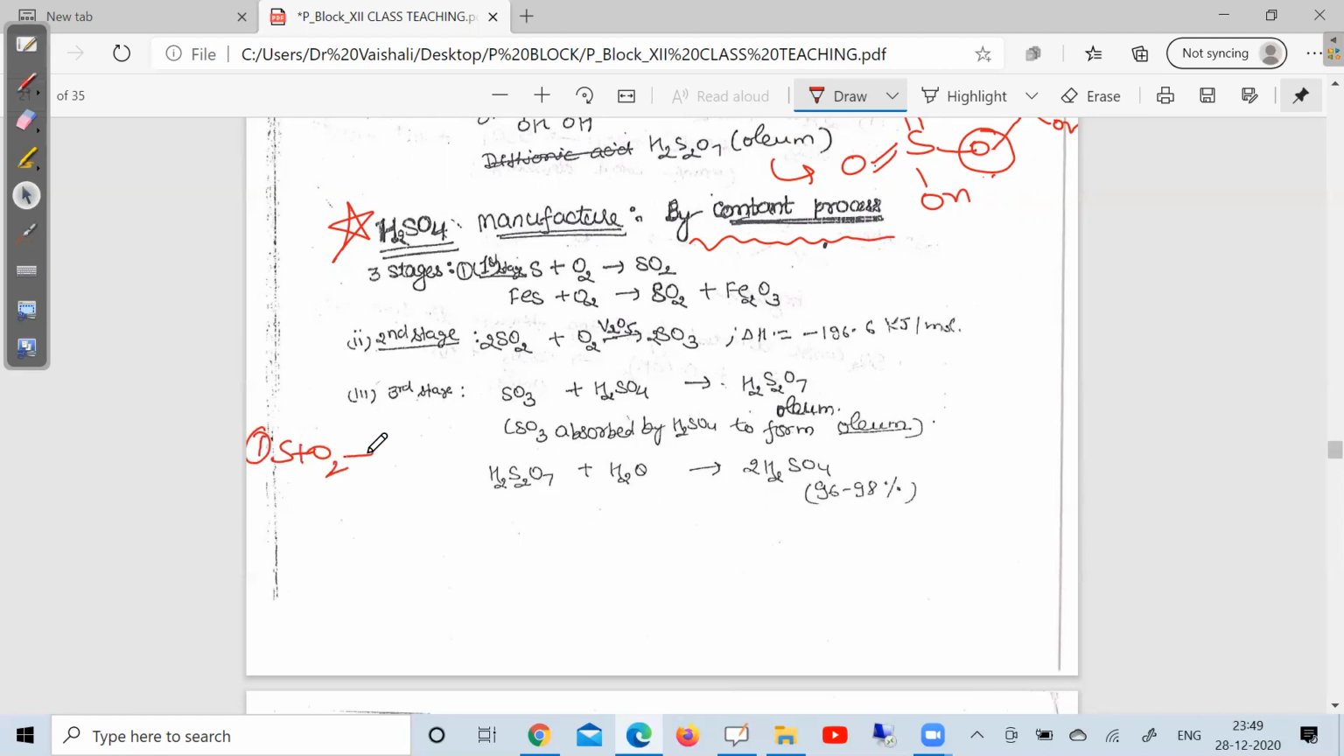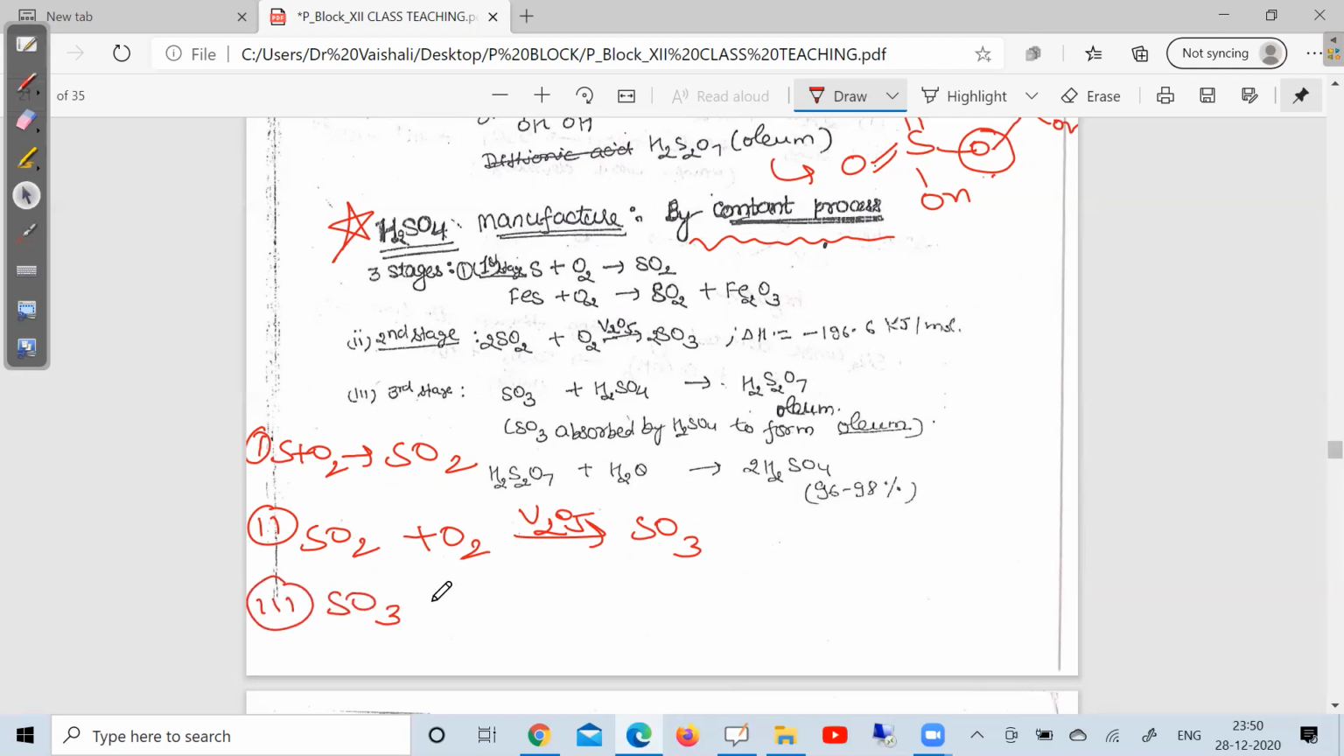First step, sulfur reacts with oxygen to form sulfur dioxide. What is the second step? This sulfur dioxide further reacts with oxygen in the presence of vanadium pentoxide catalyst to form sulfur trioxide. Now this sulfur trioxide further reacts with sulfuric acid, or we can say is absorbed by sulfuric acid, to form oleum.